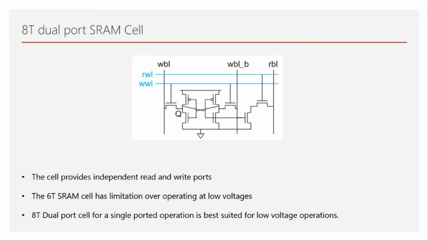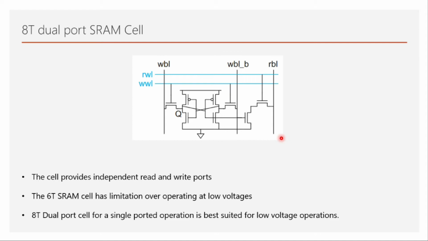As you can see in this picture, I have shown an 8T SRAM cell. As I mentioned before, this cell provides independent read and write operation. So we have independent read word line and write word line, and independent write bit line and read bit line, right? The write bit line is the bit line and bit line bar pair. The read bit line is a single-ended read operation. We will understand more about how the read and write operation happens.